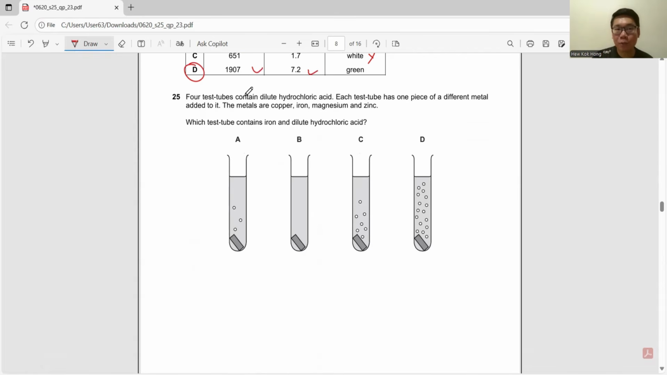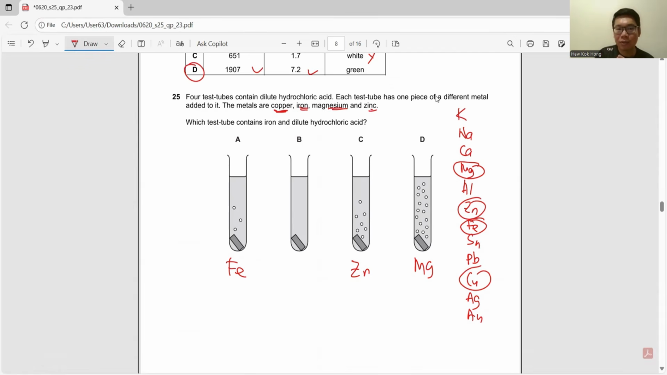25. Four test tubes contain dilute hydrochloric acid. Each test tube has one piece of a different metal added to it. The metals are copper, iron, magnesium, and zinc. So we can arrange them according to the reactivity series. Copper is here, iron is here, magnesium is here, and zinc is here. So the most reactive is magnesium, second is zinc, third is iron. The one that does not react is copper. Here they ask for iron. Answer is A.